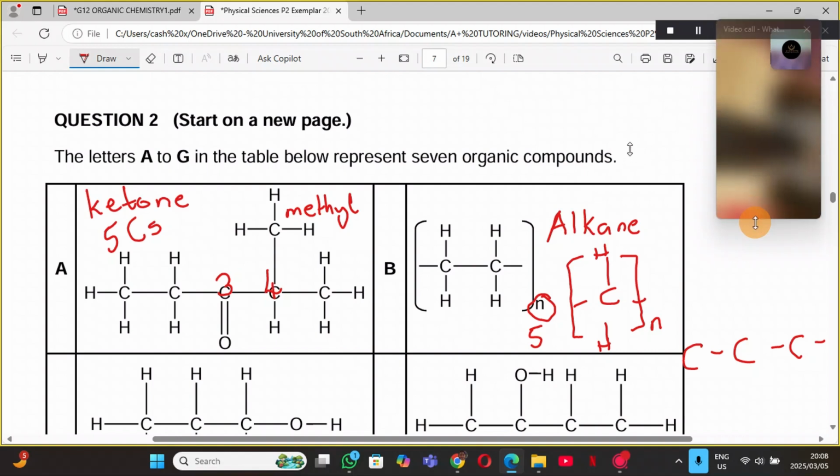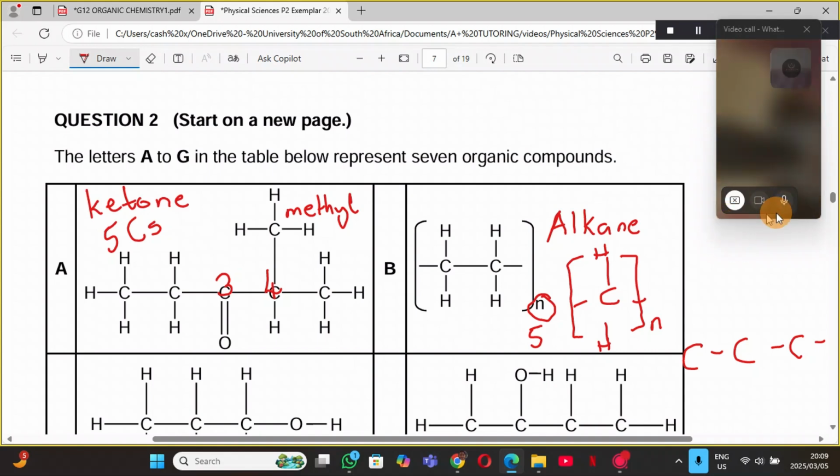Let's say the N, they say 2. So now will it be 4 carbons in total? Yes, because this one has 2 carbons, right? So if they were to give you N equals 2, that would mean it will have 4 carbons. It's 2 times what you have. Okay.